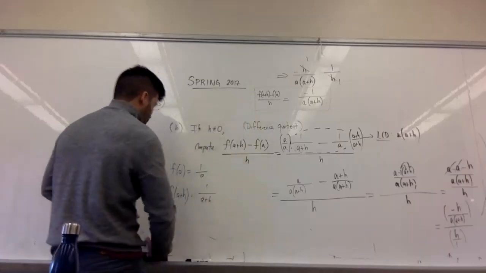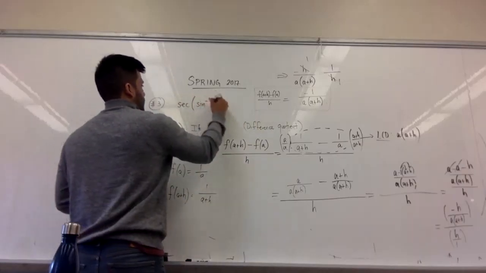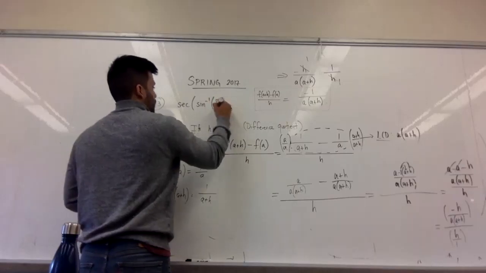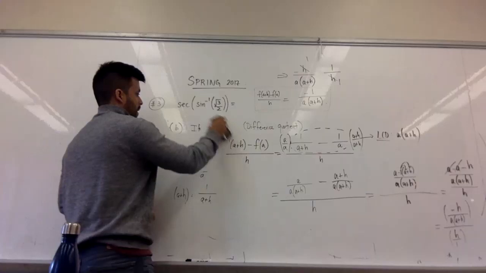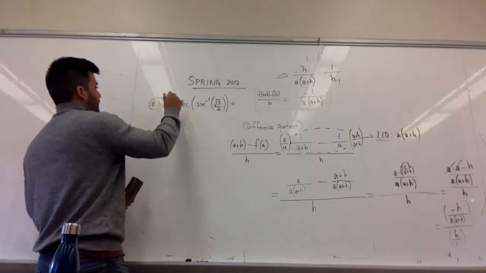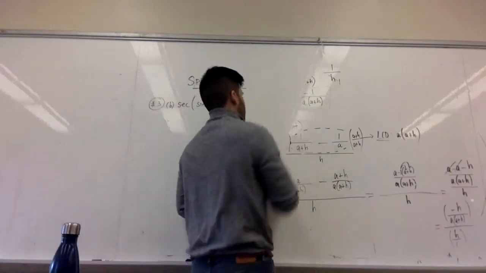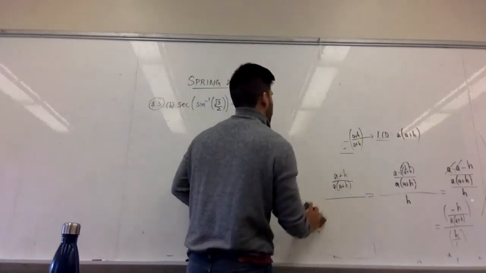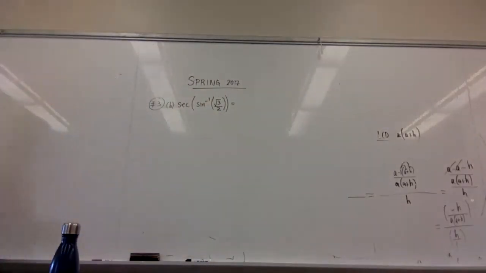Secant of sine inverse of radical 3 over 2. Oh, you got this. So we've done a lot of these, right? In the past few weeks, we've done a lot of trig, especially inverse trig. Okay, so how do we do this?